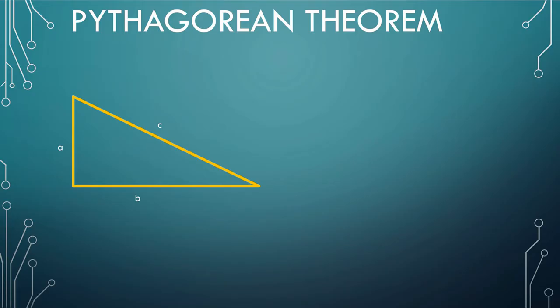So here we have what we call the Pythagorean Theorem. And so what is the Pythagorean Theorem used for? It is used to find missing side lengths. Okay.